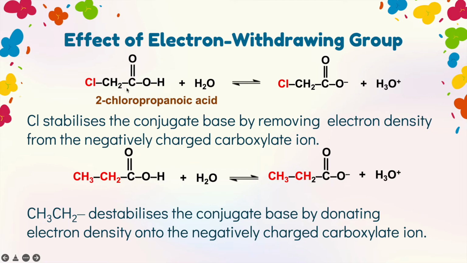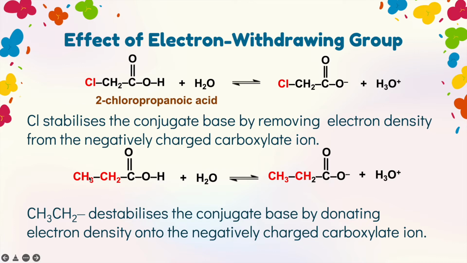Next, here we have the example of the equation. Cl stabilizes the conjugate base by removing electron density from the negatively charged carboxylate ion. So here the Cl stabilizes the conjugate base. This is the conjugate base. Cl stabilizes the conjugate base by removing electron density from the negatively charged carboxylate ion. Here the O negative, it withdraws electrons towards itself. Easily remove H+.